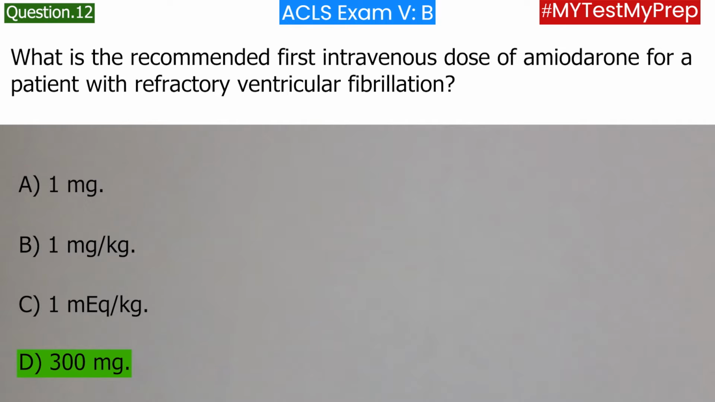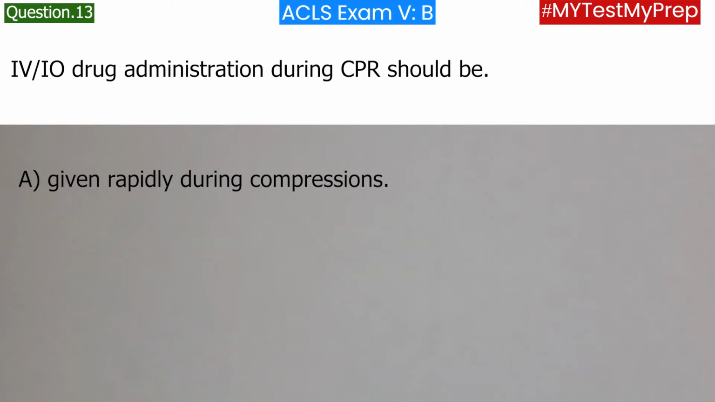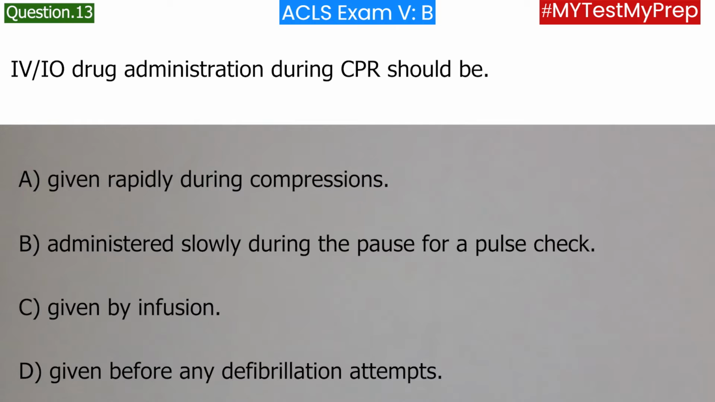IV or IO drug administration during CPR should be: A. Given rapidly during compressions. B. Administered slowly during the pause for a pulse check. C. Given by infusion. D. Given before any defibrillation attempts. Answer: A. Given rapidly during compressions.